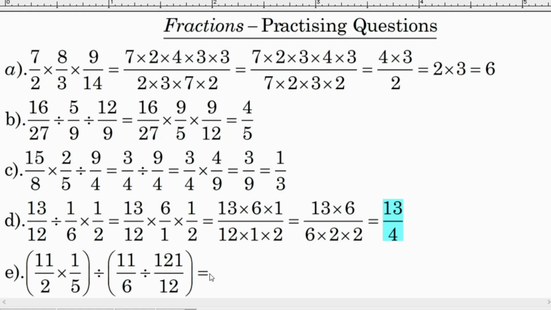Alright, now move to the next question. E. So we will calculate the number in this parentheses and the number in this parentheses. So for this number we will have 11 times 1, that will be equal to 11, and then we have 2 multiplied with 5, that will be equal to 10. Okay, and then divide.